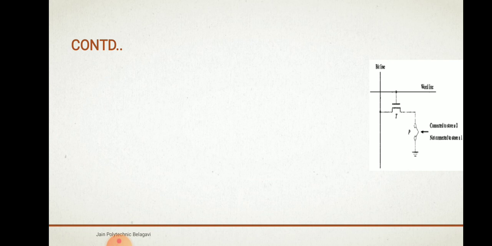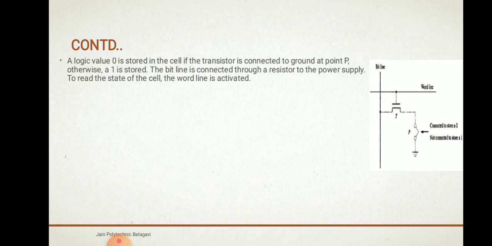Now here you can see a diagram. A logic 0 is stored in the cell if the transistor is connected to the ground at point P. So this is a diagram of a ROM device, and here logic value 0 is stored in the cell. It is the structure of a cell. Suppose the transistor is connected to ground, with no connection to the battery, then a 0 value will be stored in the cell. Otherwise, if it is connected to the power supply, a 1 value will be stored.